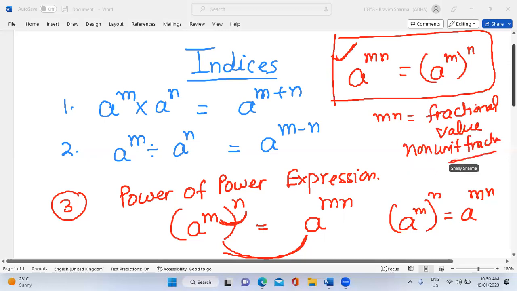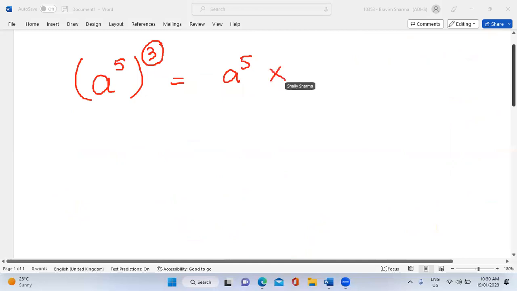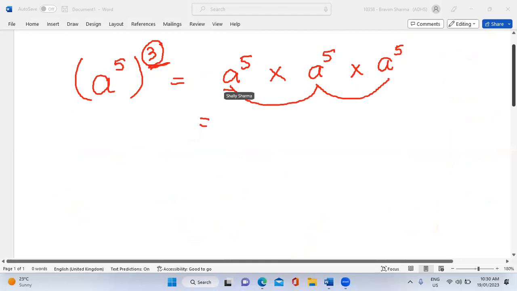All right. So now, let's take some examples for this property. We have a raised to the power of 5 and whole raised to the power of 3. So basically, if I expand it, it is a to the power 5 times a to the power 5 times a to the power of 5. That is the meaning of this 3. Now, because these are power expressions with the same base in multiplication, the exponent values will be added.